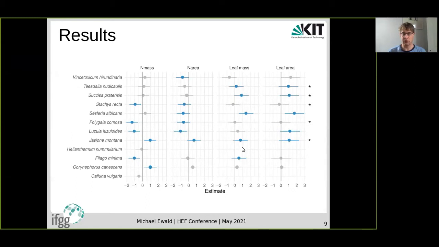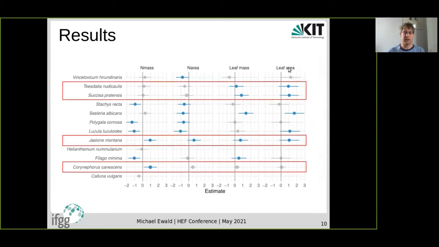Yeah, but this situation changes a bit when you look at the leaf mass and the leaf area. Here, for the majority of the species, we observed higher leaf areas and higher leaf masses. If we take a closer look at the results, we can see that our species can be fit into 3 different groups. For the first group of species, we observe higher nitrogen contents per area or mass, or higher leaf biomass or higher leaf area.